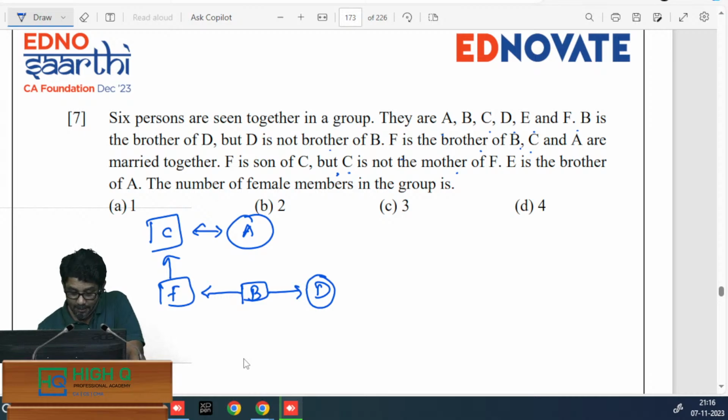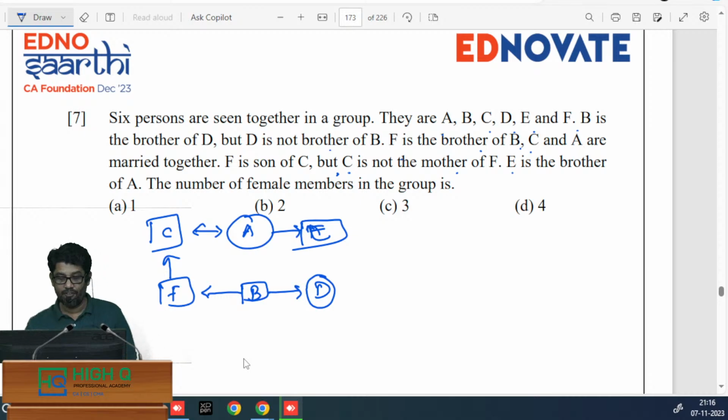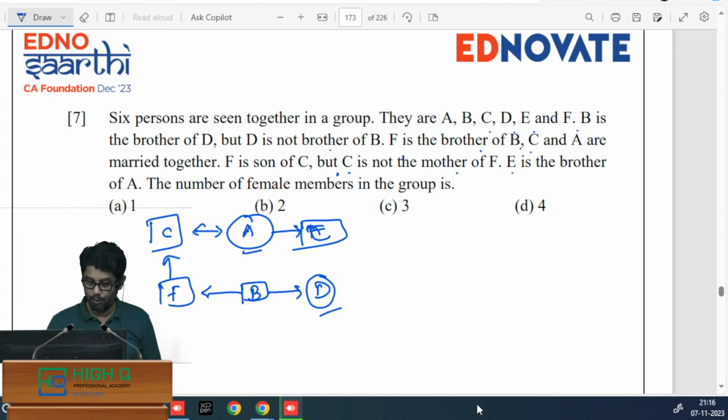I think everyone has come. E is missing. Where is E? E is the brother of A. Okay. Now, the number of female members in the group. 1, 2. Only 2 are there.